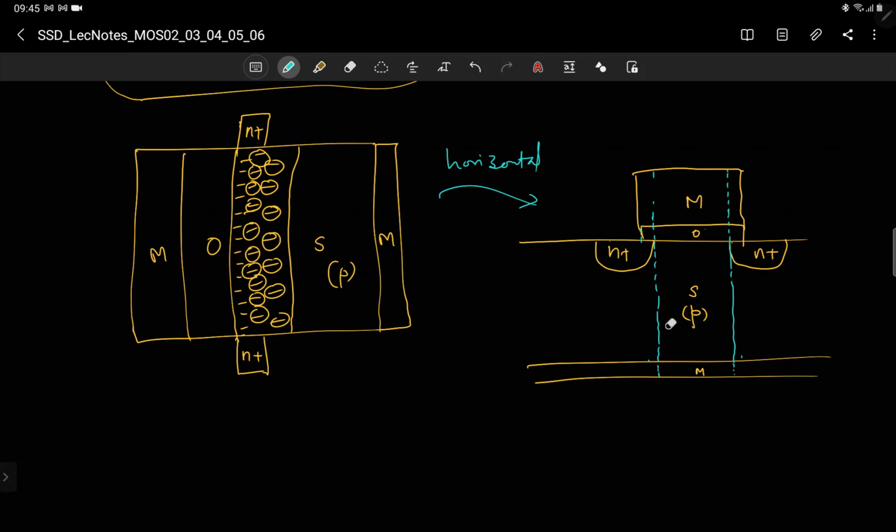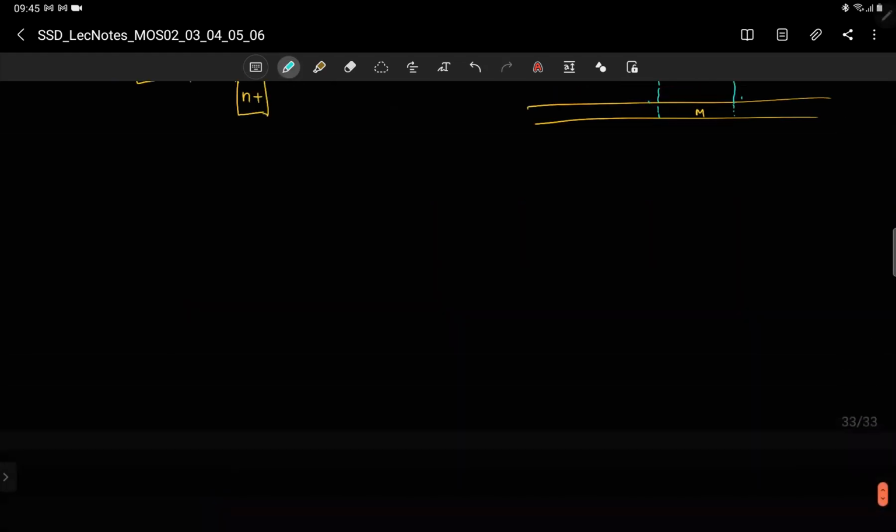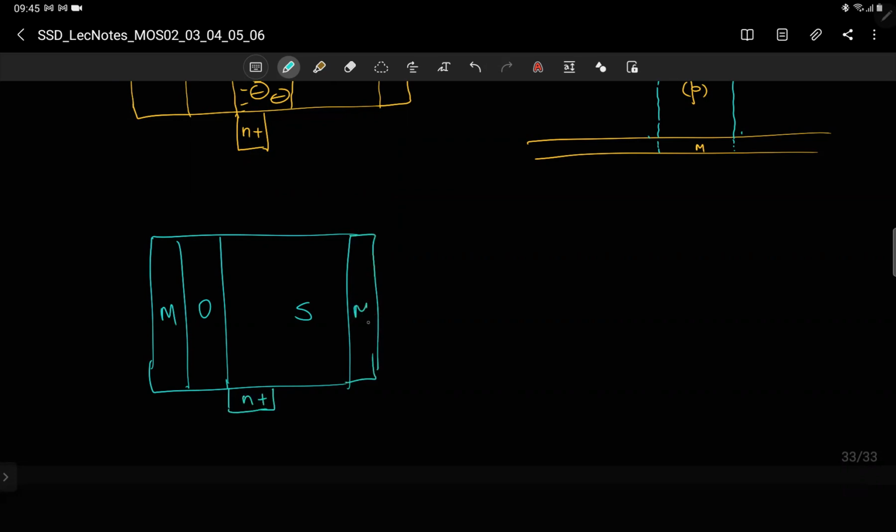So this is where we see the MOS. And then you see that the inversion layer here will be contacted by these two N plus regions. Rather than having two N plus regions and then studying how it works, let us consider only one contact. For our analysis, just consider this particular one, M, O, S, and I'll put an N plus region like this, and I'll analyze this first.